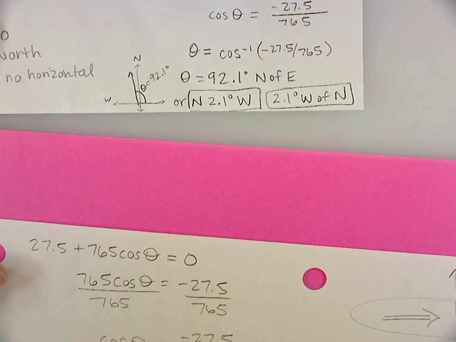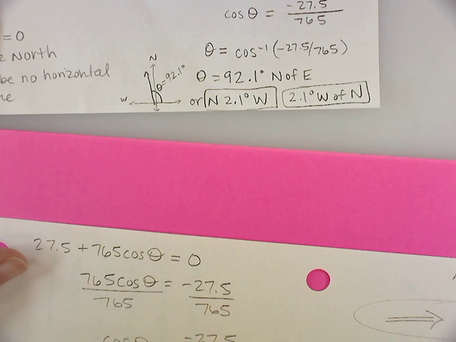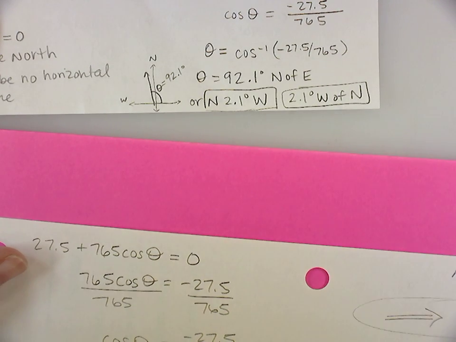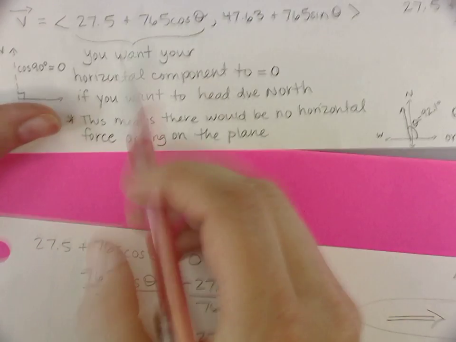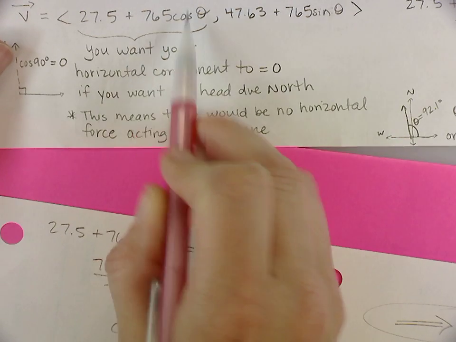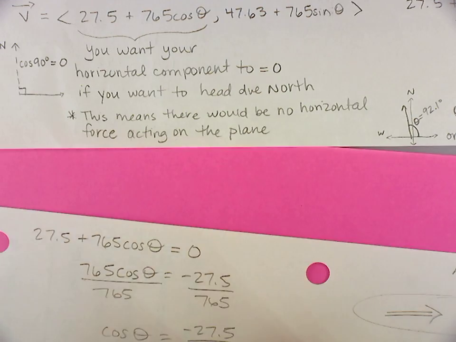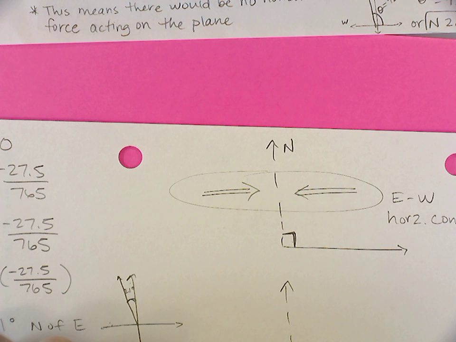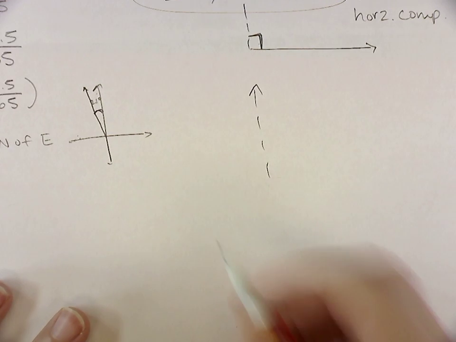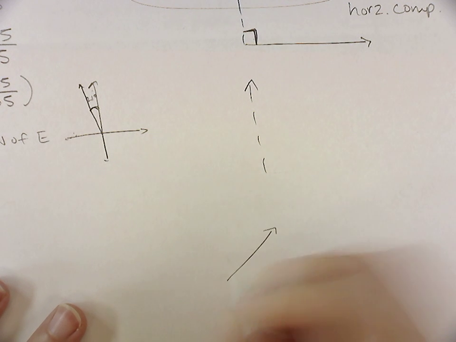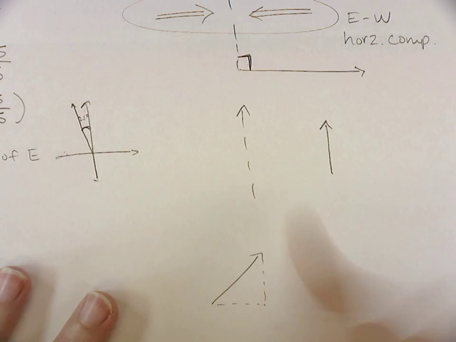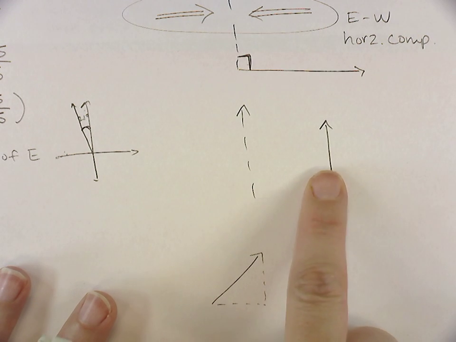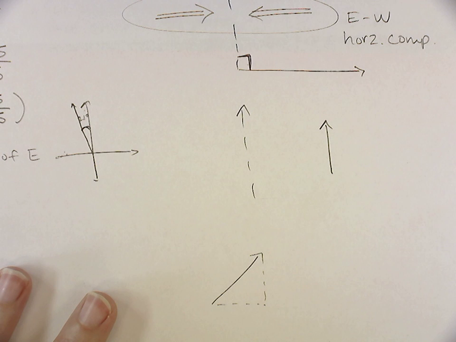Wait, Miss Whipple, why do you set it equal to 0 and not 90 degrees? Because what you want to be 90 is the theta. The whole component is what you want to be 0. So you want this horizontal component to be 0 so that you're going straight north. Because if your vector is straight up and down, there's no horizontal component. If your vector wasn't straight up and down, let's say this was your vector, this would be your horizontal component and this would be your vertical. If your vector is straight up and down, you'll just have a vertical component.